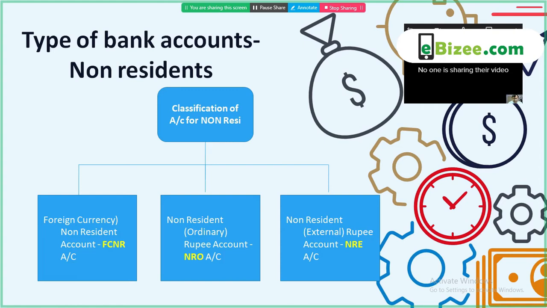And there is another one which is called non-resident rupee account of the nature of ordinary, which means it's an ordinary account, which is a non-resident account, but denominated in rupees. By the way, FCNR is denominated in foreign exchange. So I will explain to you about this FCNR and NRO account. NRO account is the non-resident ordinary rupee account. And then there is a third type which is called non-resident external rupee account, in short called NRE account. So there are three types now: FCNR, NRO and NRE.